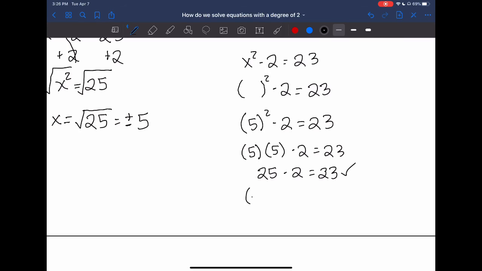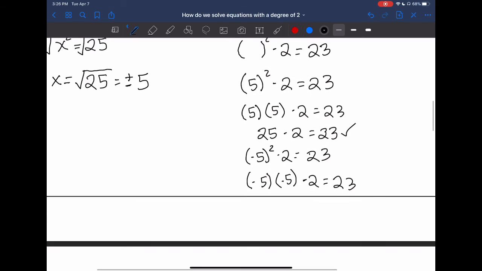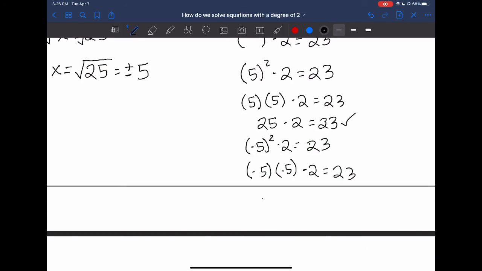Now let's try with our negative 5. So negative 5 squared minus 2 is equal to 23. So I have negative 5 times negative 5 minus 2 is equal to 23. We just said that 5 times 5 is 25, but I have these negatives. So what's negative times a negative? Well, I'll still end up with a positive. So I end up with positive 25 minus 2 is equal to 23. So both of my solutions work.